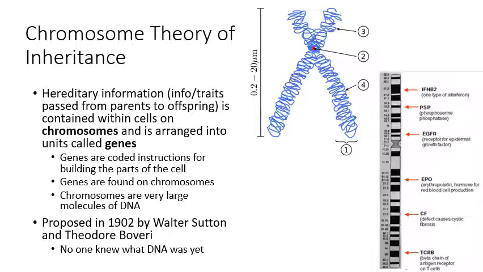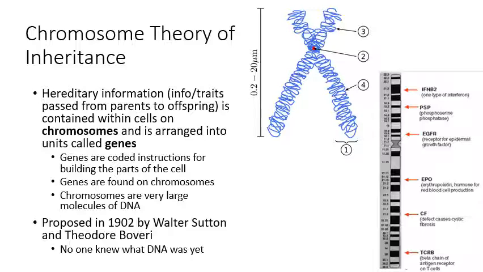So a chromosome is basically just a large molecule of DNA. So you have in every cell a number of these really big molecules of DNA called chromosomes, and then the different parts of them are the genes. This theory was first proposed in 1902 by Walter Sutton and Theodore Boveri.